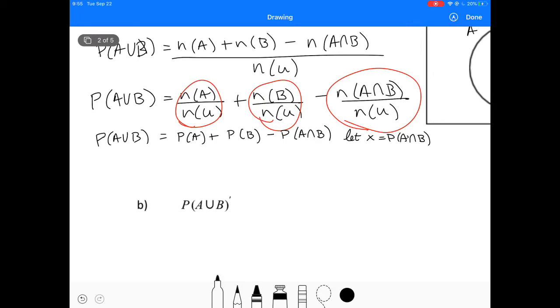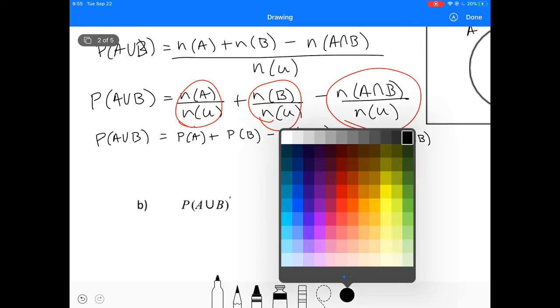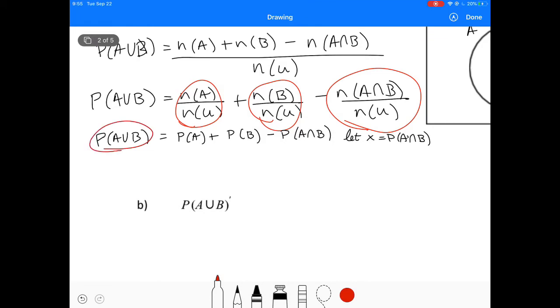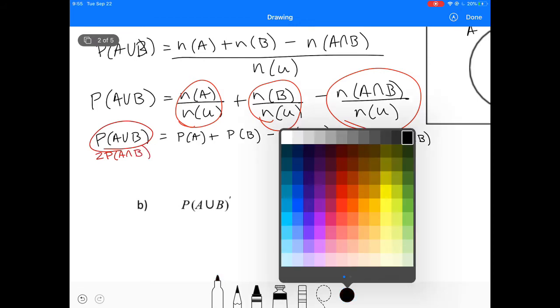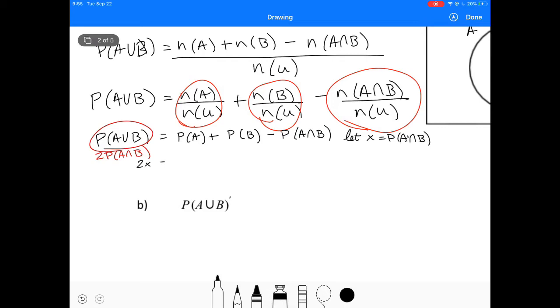The other piece of information that I can replace is right over here. I know that the probability of A or B is equal to 2 times the probability of A and B. That's going to let me make some substitutions. My left-hand side is going to be 2x. On the right-hand side, I'm going to have 9 over 20, just from my question, plus 6 over 20, and then I'm going to take away x. Now I've got an equation that I can solve here.